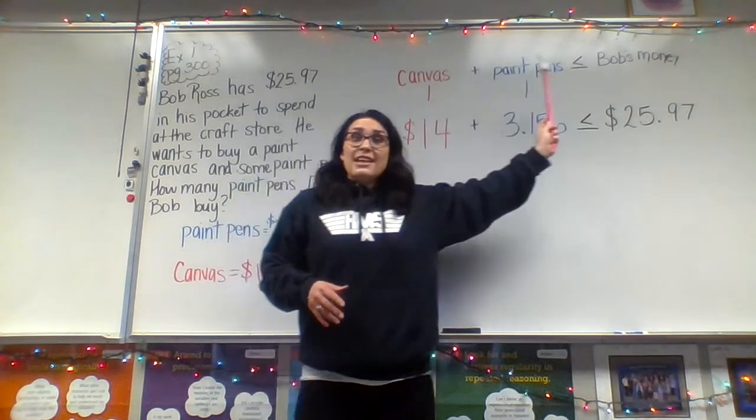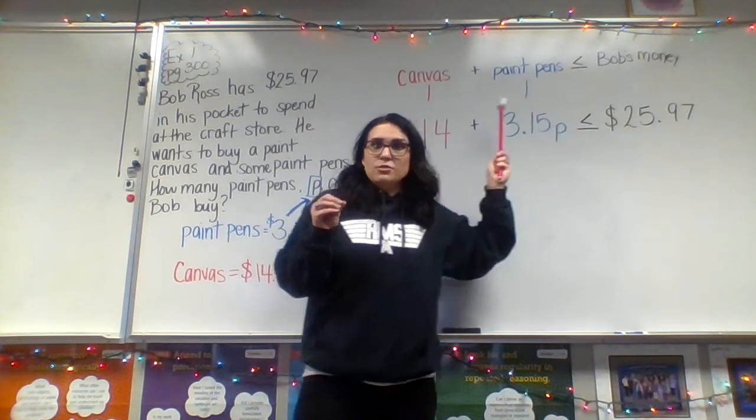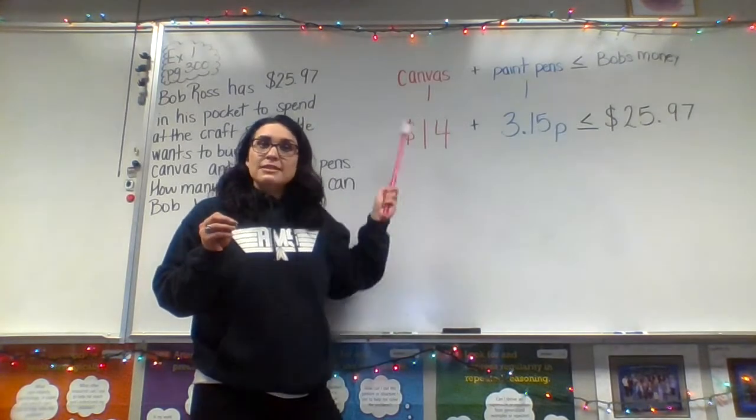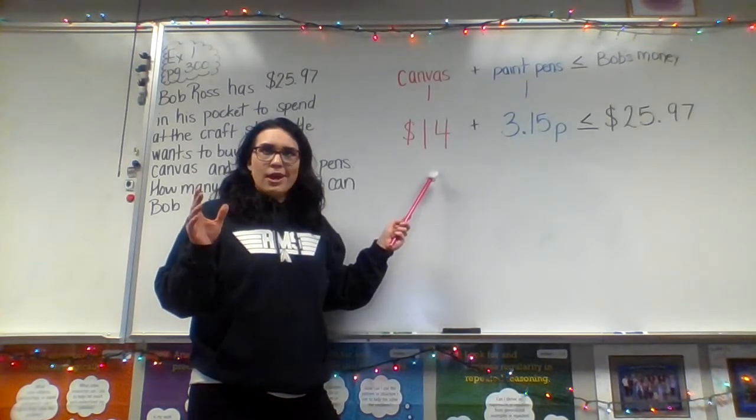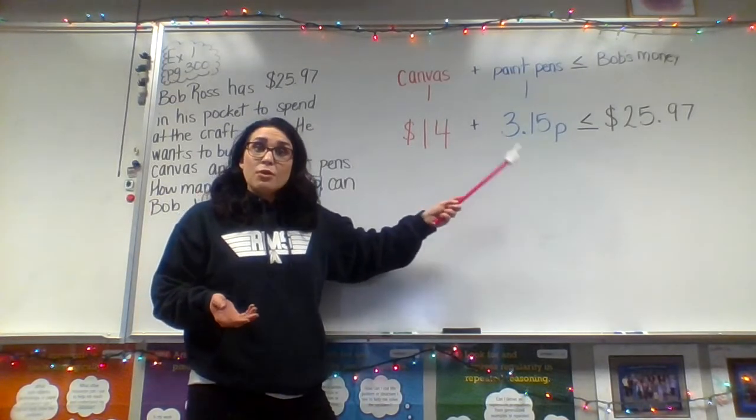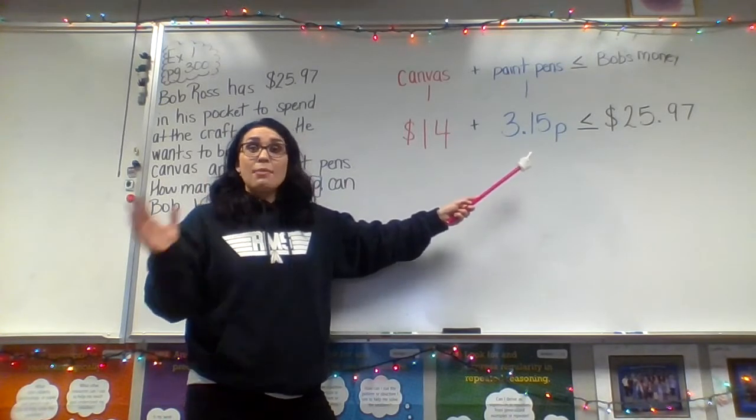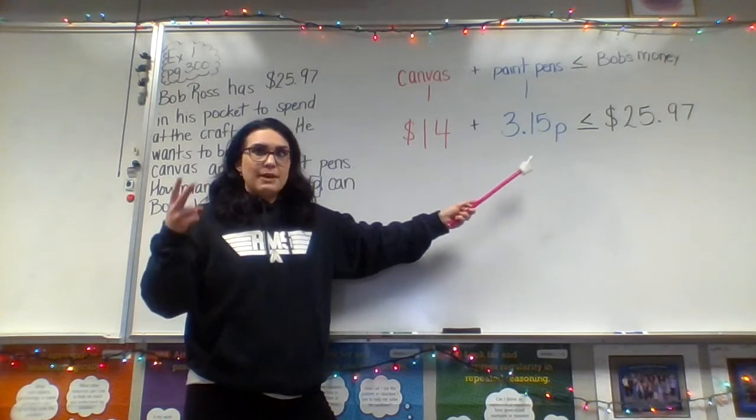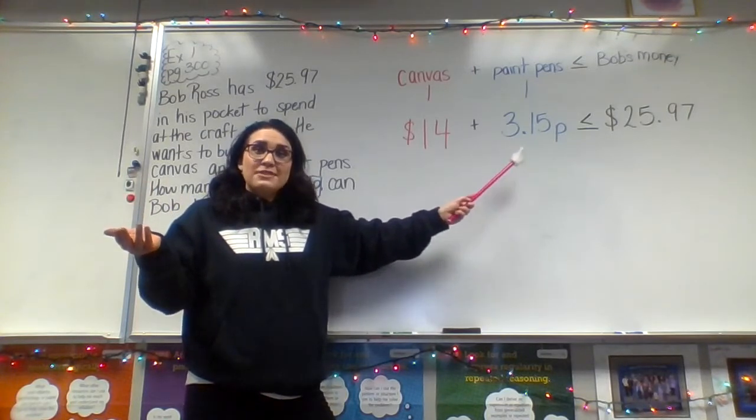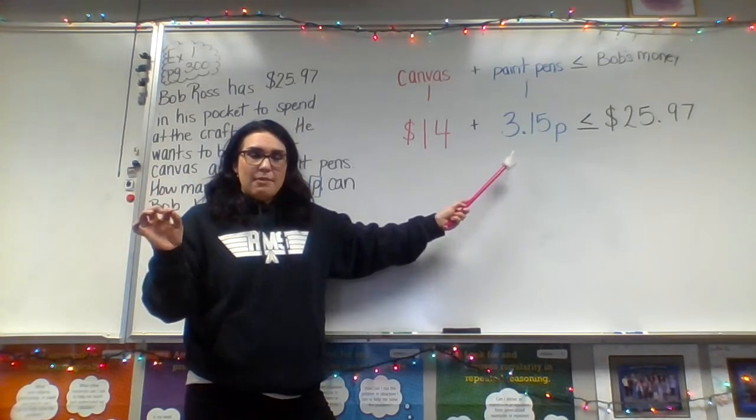So this is kind of the skeleton, if you will, of the inequality that we can use. And then here's kind of some of the meat, the fun stuff that we can put on it, right? So the canvas, that was $14. Where'd you get that information, Mrs. Schlecht? It was in the problem, okay? And then the paint pens. Remember, this is going to be where our variable, that P, is because it's standing in for how many paint pens he buys. Is he buying 1? Is he buying 2? Is he buying 3? I don't know. We're going to figure it out, right? So it's $3.15 for each individual paint pen, and we need to find out how many he gets, right?